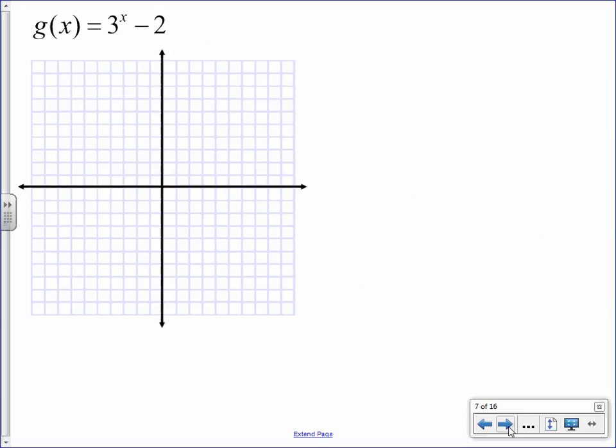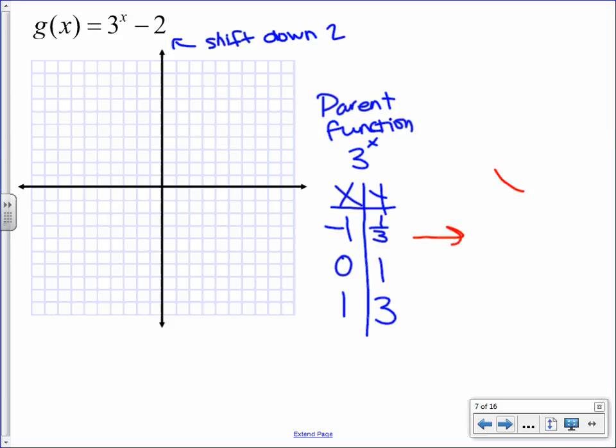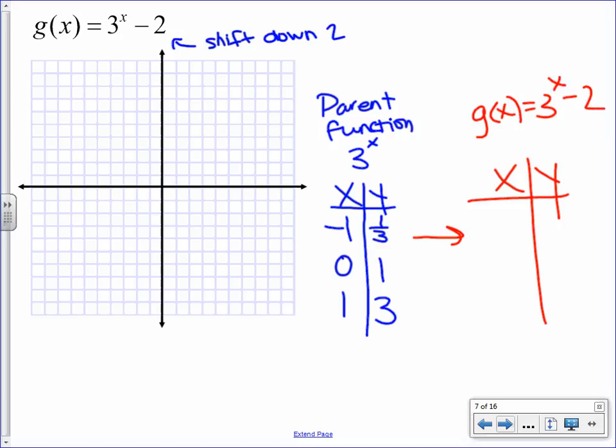Let's talk about this graph. Our parent function is still 3 to the x. However, from our parent function, 3 to the x, how does this look different? Shifted down 2. So this is a shift down 2. So our parent function, 3 to the x, we know that we have these points, right? We graphed it already. So now what we're going to do to graph 3 to the x minus 2, we're going to take these points.